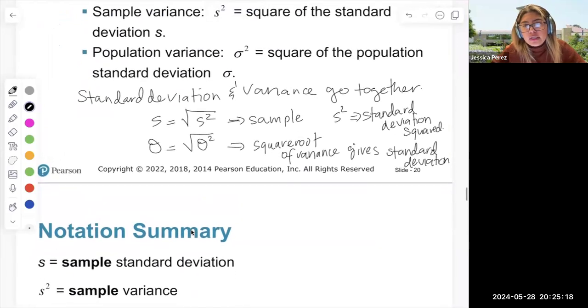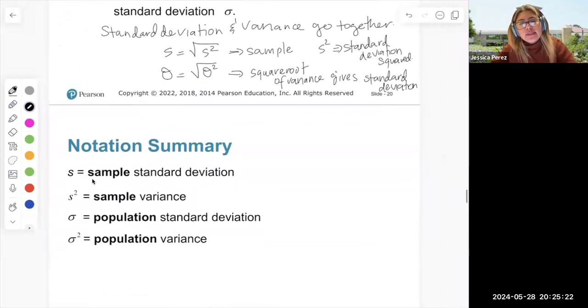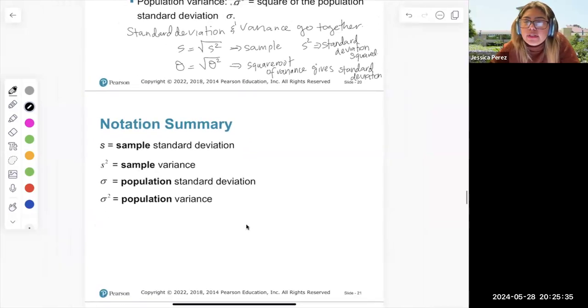So this is the notation you have to understand. This is the notation summary. S is the sample standard deviation. S squared is the sample variance. Sigma is the population standard deviation. Sigma squared is the population variance. Any questions so far?